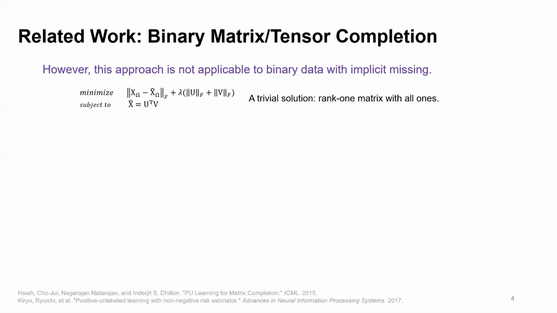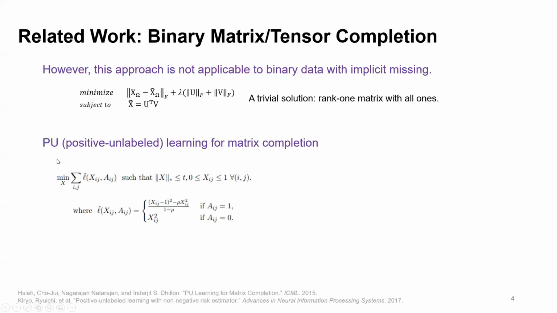However, this low-rank completion approach is not directly applicable to binary data with implicit missingness, because a trivial solution exists, that is a rank 1 matrix with all ones. That means if we just simply output a matrix full of ones, then we can perfectly recover all the observed entries.